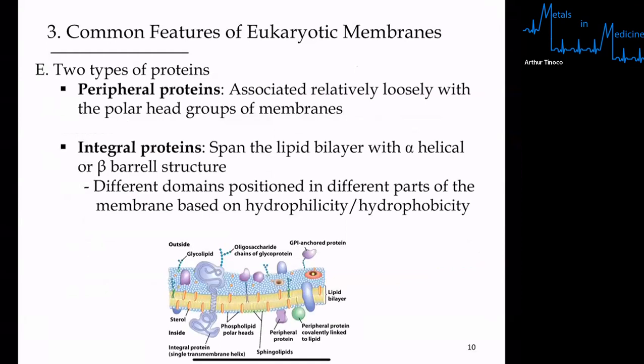All right, so now focusing on the protein component of the membrane. There are two types of proteins, and this is a super generalization. You have the peripheral proteins, which are loosely associated with the membrane itself. With physical lysis, these proteins can easily be isolated from the membrane.